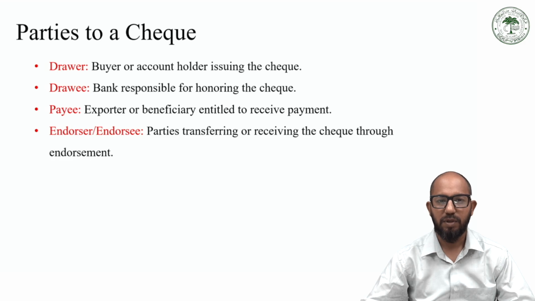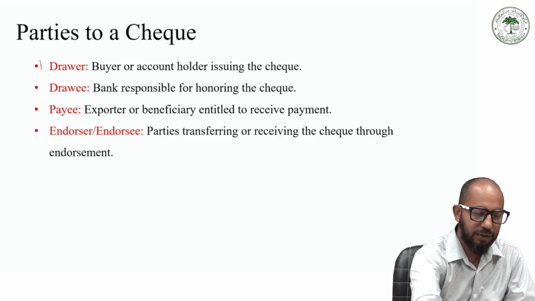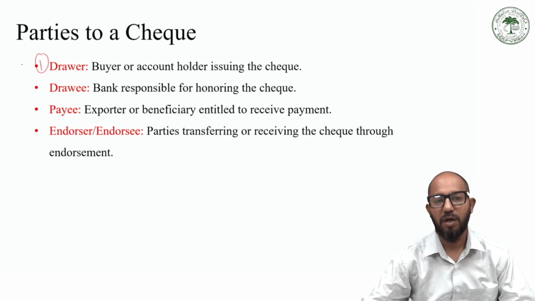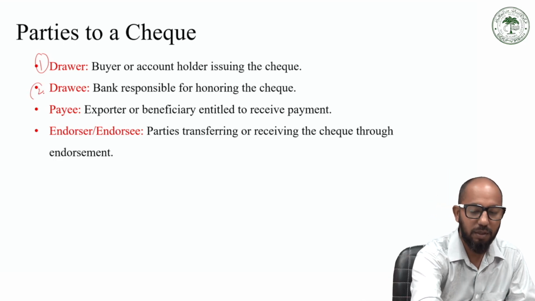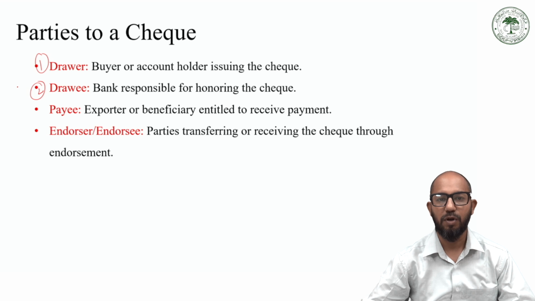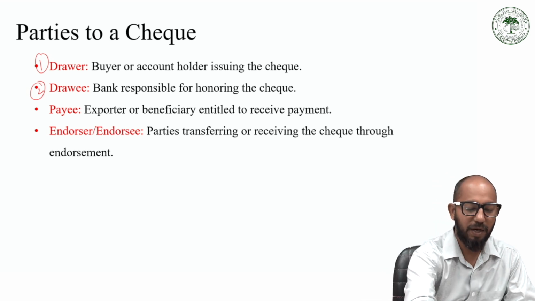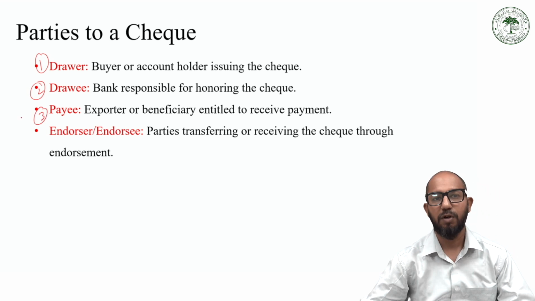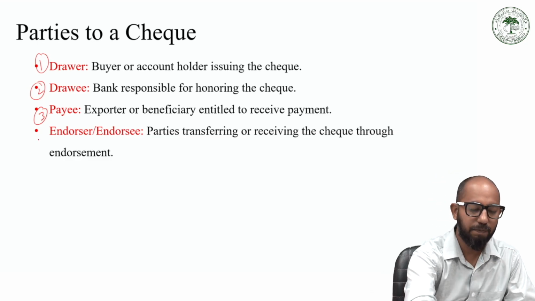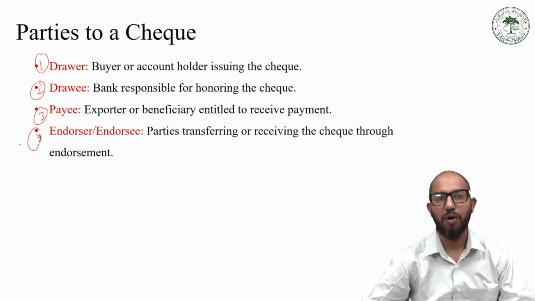Let us now try to understand the different parties that are involved in a check. The first party is the drawer, which is the buyer or account holder issuing the check, whose bank account is mentioned. The second is the drawee, the bank responsible for honoring the check. The third party is the payee, the exporter or beneficiary entitled to receive the payment, and the fourth party is the endorser or endorsee, that is, parties transferring or receiving the check through endorsement.